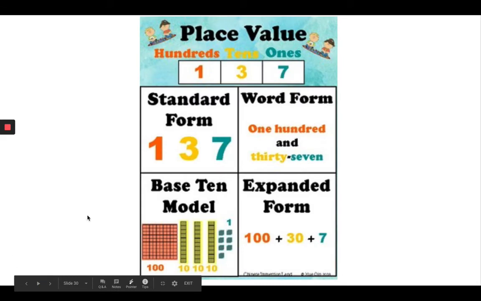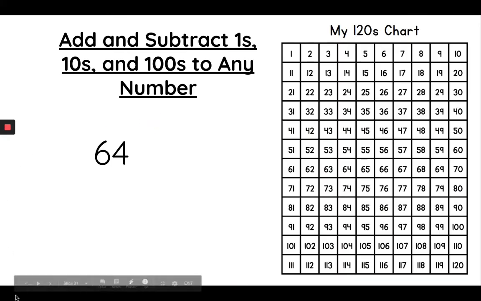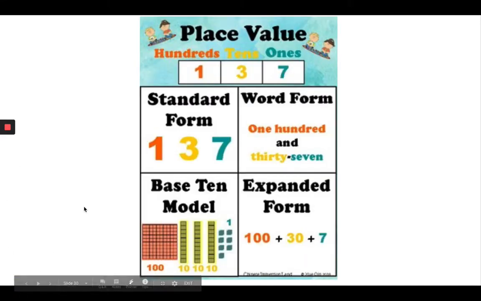This chart shows the 4 ways to represent a number. The number that we're going to practice is 137. The first way is with standard form. Standard form is just the number, 137. Word form uses those number words, 137. Next is using base 10 blocks.